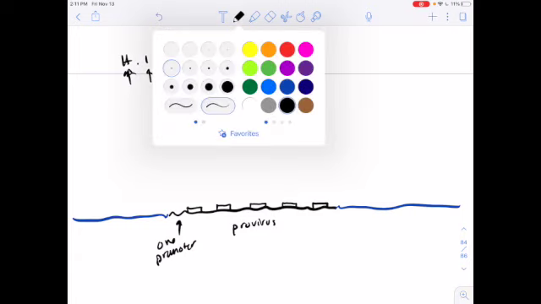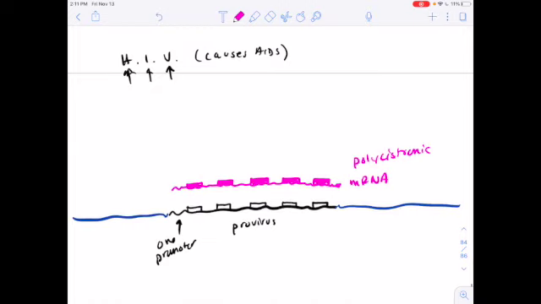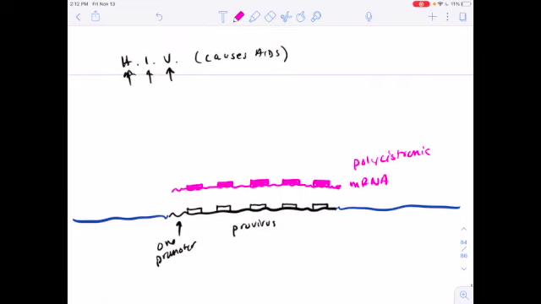When these genes get transcribed into messenger RNA, let's do it in pink, they get transcribed as one long messenger RNA. What's that word when there's one promoter for many genes? Polycistronic. And here's the deal as well. So it's a polycistronic messenger RNA.